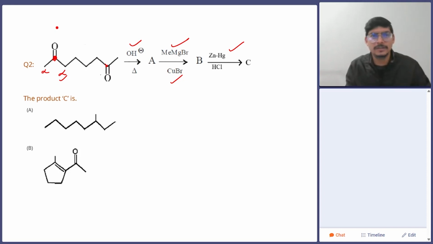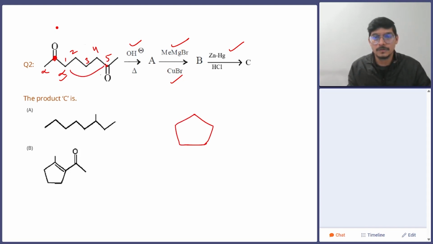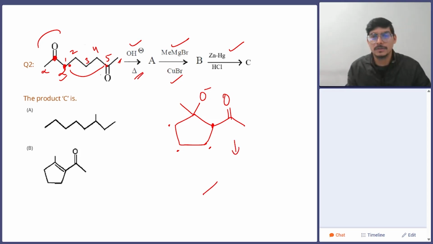For convenience, we can label them 1 2 3 4 and 5. So C1 joins to C5, and you can draw something like this. From C1 there is a branch. This is that branch, let's say. This is your C1, this is C2, this is C3, this is C4, and C5 has 1 methyl like this, and this is O minus. Upon heating, it undergoes condensation to form an alpha beta unsaturated product.